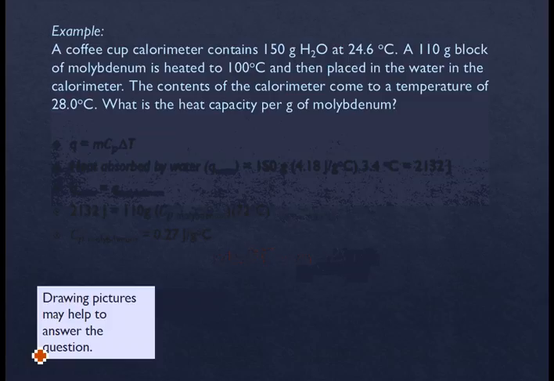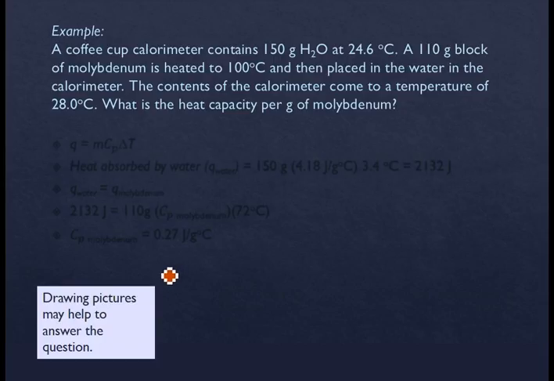So, a coffee cup calorimeter contains 150 grams of water at 24.6 Celsius. A 110 gram block of molybdenum is heated to 100 Celsius and placed into the water in the calorimeter. Contents of the calorimeter come to a temperature of 28.0 Celsius, and it's sort of implied there that that's where it becomes steady, or it stops increasing, pardon me.